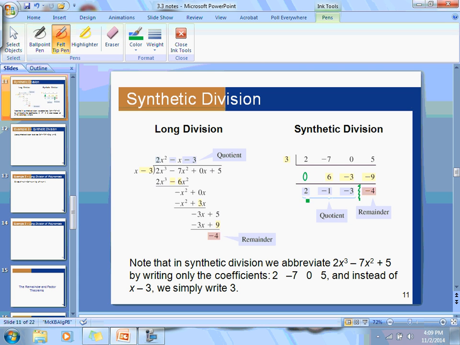Okay? And then these are going to be the coefficients for your answer. So your answer will be 2x to the second minus x minus 3. Your answer is always going to start 1 degree less than what you began with. So if we started with 2x to the third, you're going to start with 2x squared for your answer. Okay, so these are the coefficients of our answer.